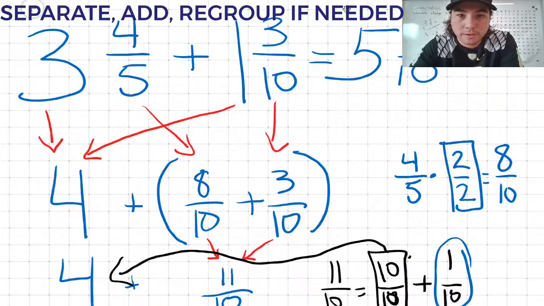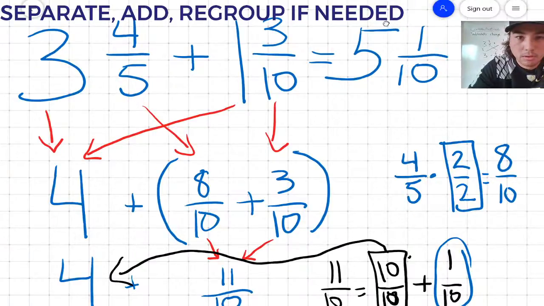It's kind of behind my face. Let me move my face out of the way. There you go. There it is. 5 and 1/10.